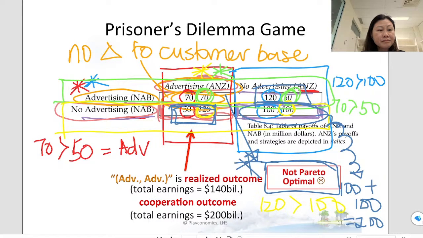The equilibrium from the game is that they do advertise. That's why advertising for both parties is not socially optimal. Therefore, it is not Pareto optimal. It is Pareto efficient at 100 for both parties because everybody is better off.